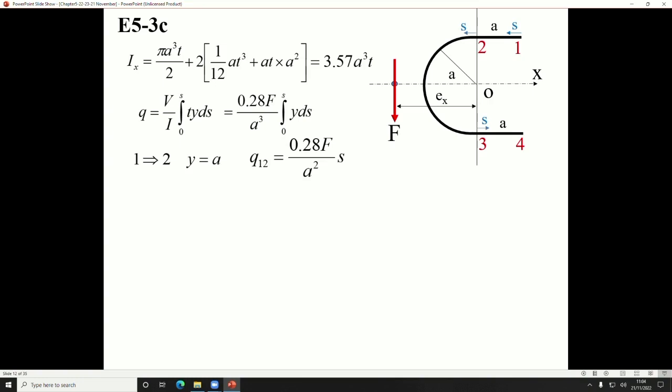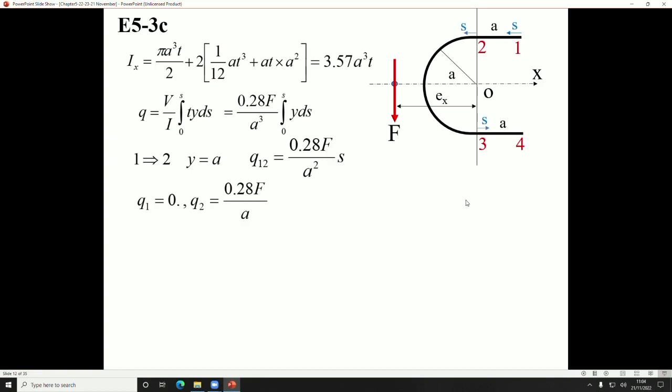Now, is the shear flow for point 2 equal to 0? If you think the shear flow at point 2 is equal to 0, please raise your hand. So, if I want to find the shear flow at point 2, well done, it's not 0. At point 2, I substitute the value of s equal to a in this relation. So s equal to a gives me 0.28 F over a for the shear flow at point 2.